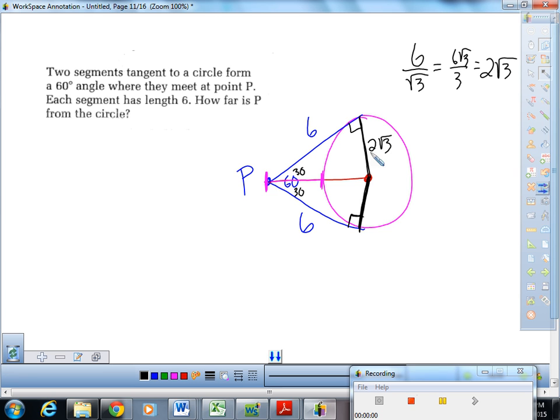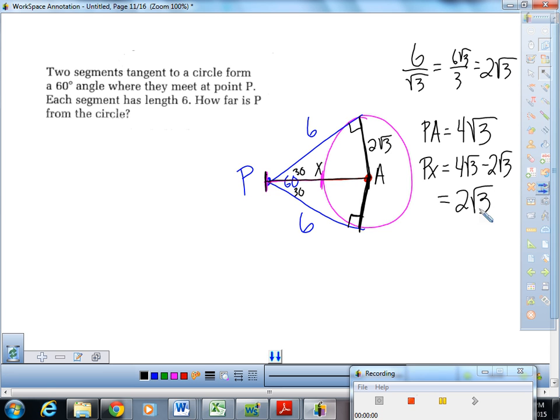Multiply by 2. So let's see, from here to there, let's just call this A. PA is equal to 2 radical 3 times 2, which is 4 radical 3. But that's not what we want. We want P, let's call that X. We want PX. So what will PX be? 4 radical 3 minus what? 2 radical 3.